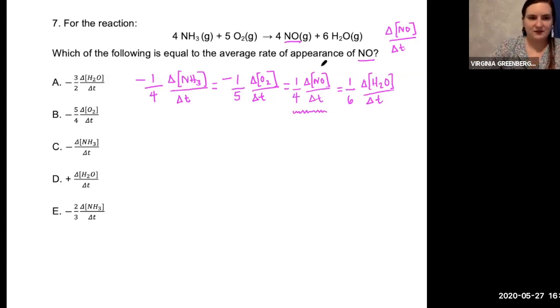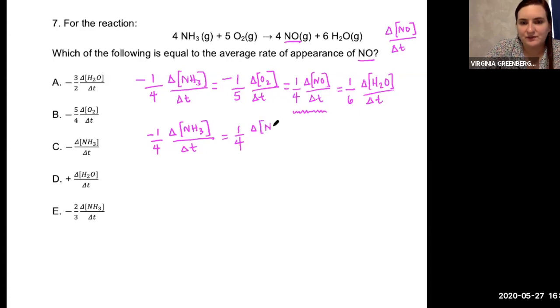Okay, but let's look. We have it being related instead to all these different things. So let's just go ahead and start with ammonia. If we ignore the other things, we can say that negative 1/4 times our change for ammonia over time is going to be equal to 1/4 times our change in NO over time.